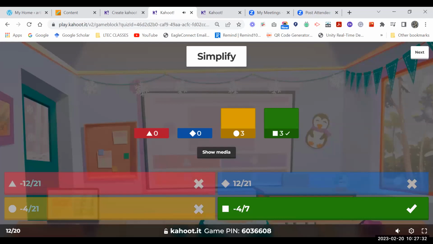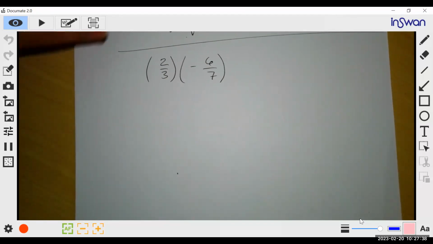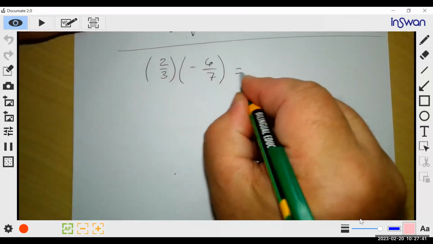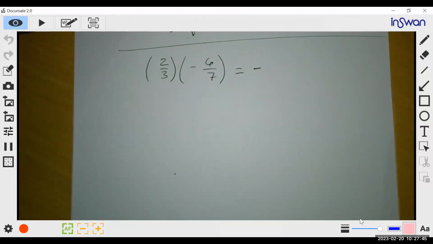Yeah, -4, like the denominator. Okay, when multiplying fractions, first off, is the answer going to be positive or negative? Negative. So we don't have to worry about the sign anymore. Whenever you multiply fractions, always reduce first.